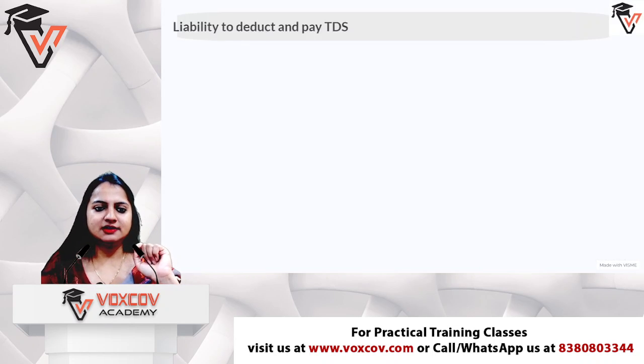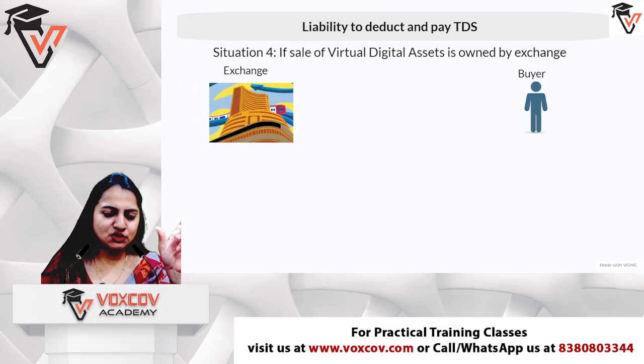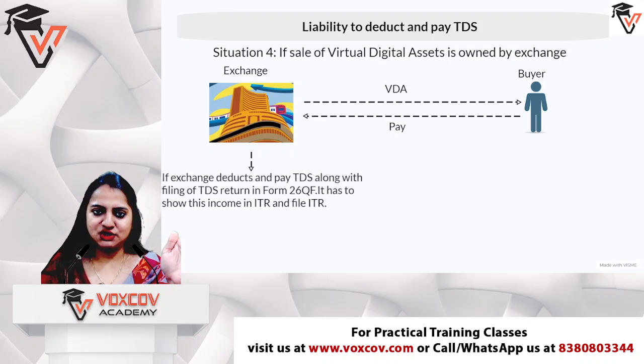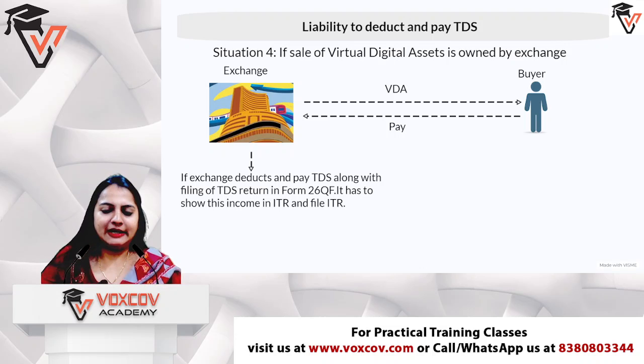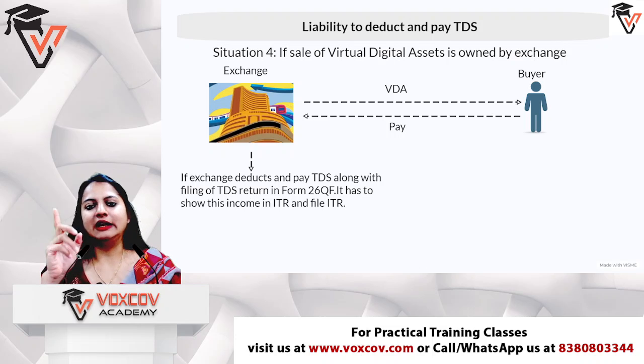Then the next situation is if the virtual digital asset sold is owned by the exchange. So there is no seller, the exchange itself is owning that VDA, and the exchange is providing the VDA, in return the buyer is paying to the exchange. So there will be two options for TDS deduction. First can be through the exchange. The exchange may deduct and pay TDS along with filing of the TDS return in form 26QF. So 26QF is particularly prepared for the exchange declaring their transactions, and this income needs to be declared by the exchange in their income tax return and they need to file the ITR.